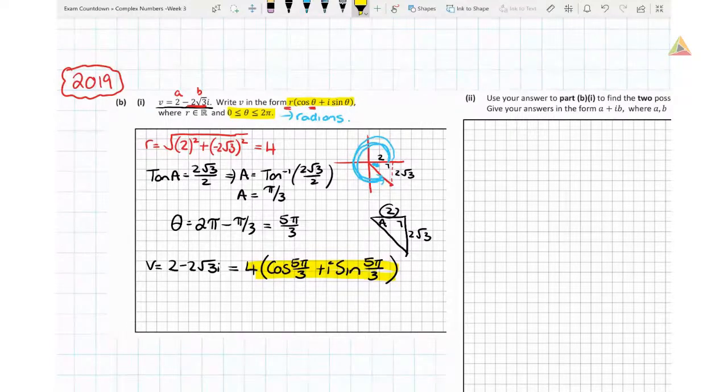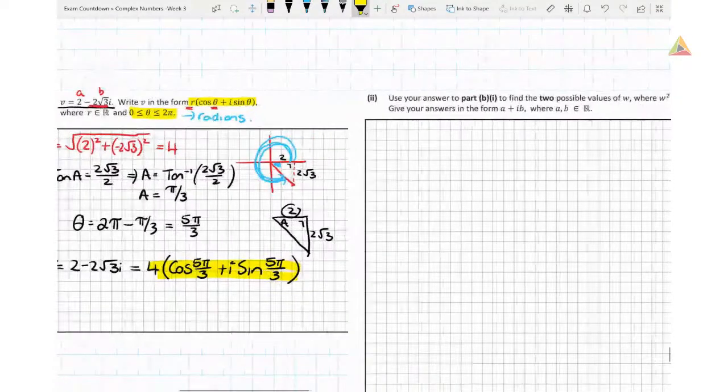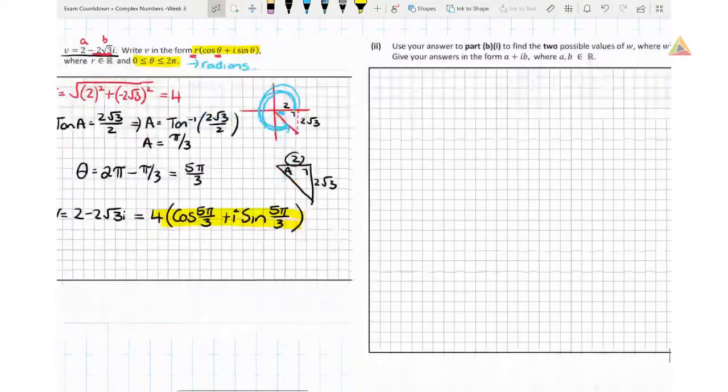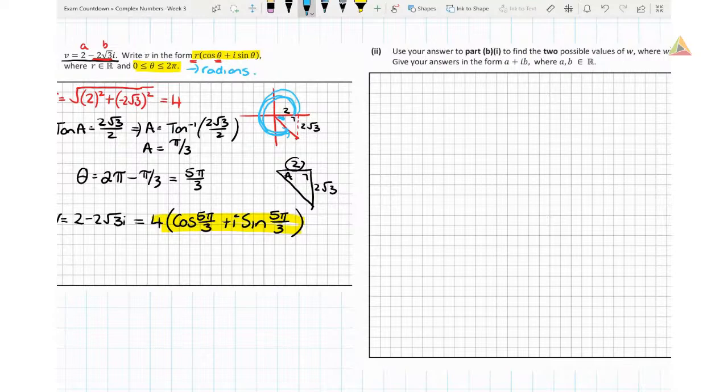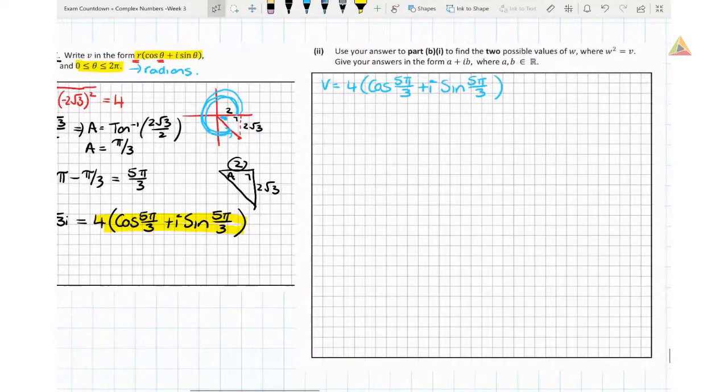Okay, so moving on to part 2 of that question, use your answer to part 1. So let's just write that down straight away. My V was 4 times the cos of 5 pi over 3 plus i times the sine of 5 pi over 3. So I'm just carrying that forward from part 1. And they're asking me to find the 2 possible values of W where W squared is equal to V.